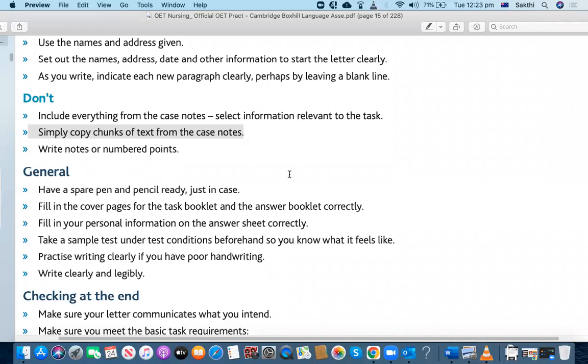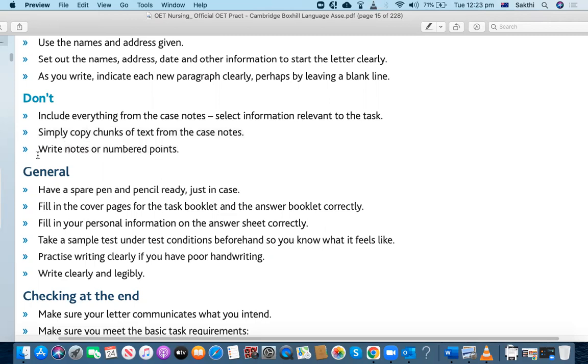You need to always think that the letter is going to be 100% formal. So you have to write everything in full form only. You cannot and should not use abbreviations. That's not good for us. Let's go to the next one.